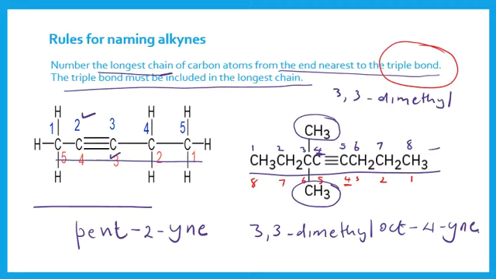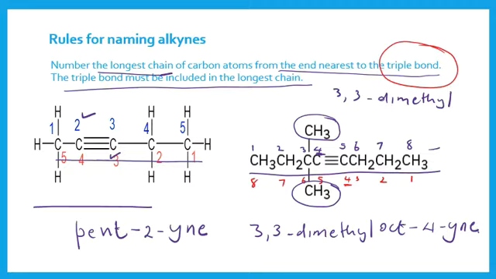And then for the suffix, it is a diene, but we must indicate the positions of the double bonds separately. So where are the double bonds on the carbon chain? So we've got a double bond on carbon number 1 and we have a double bond on carbon number 4. So we're going to say dash 1 comma 4 dash diene. This is the name of our organic molecule.